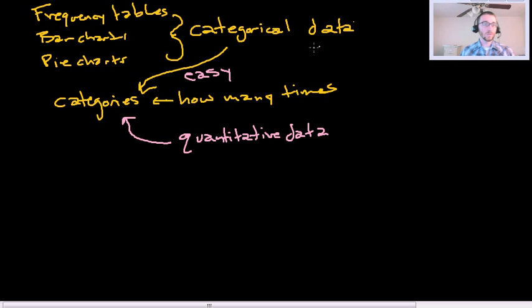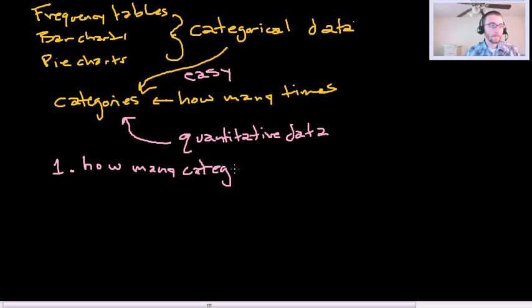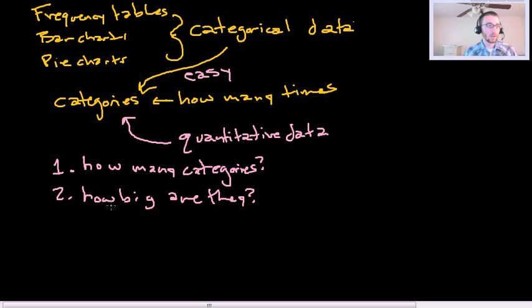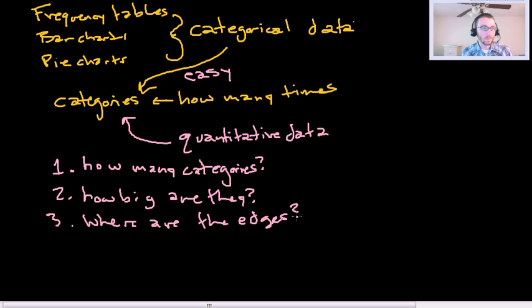The decision is this. First, we have to decide which categories. What that turns into is, how many categories. The second is how big are the categories. Usually we want them to be of even size. And then, where are the edges? Because quantitative data is a bunch of numbers, and you've got to decide where the cut points are.